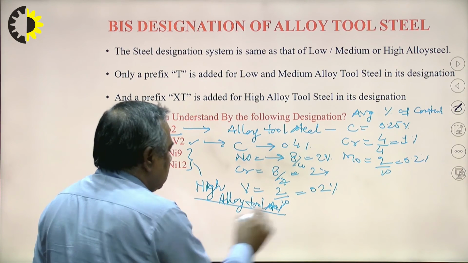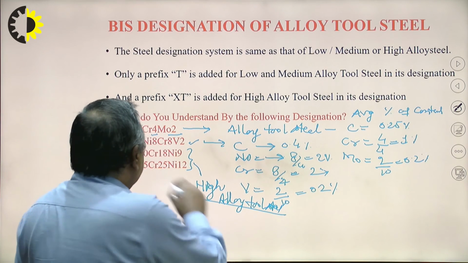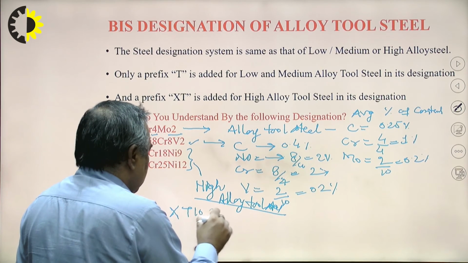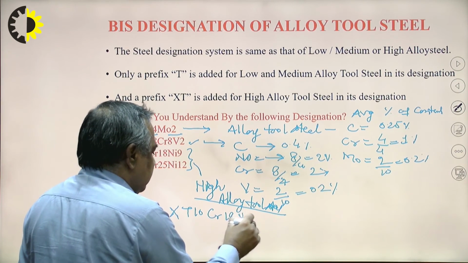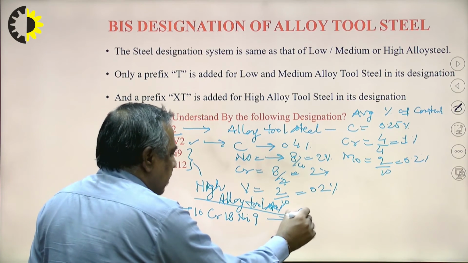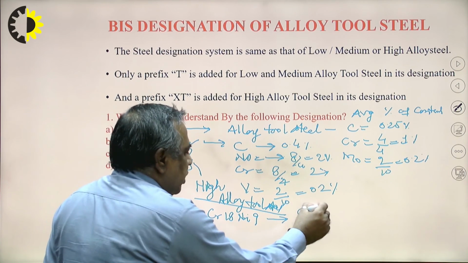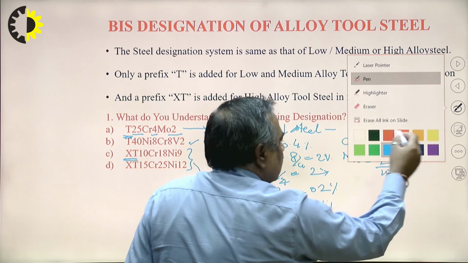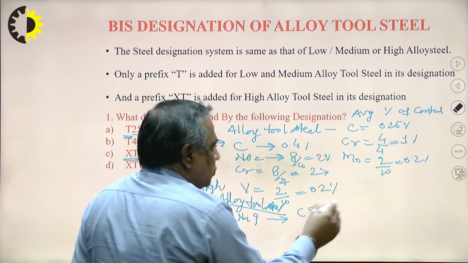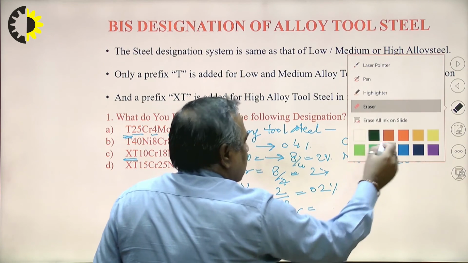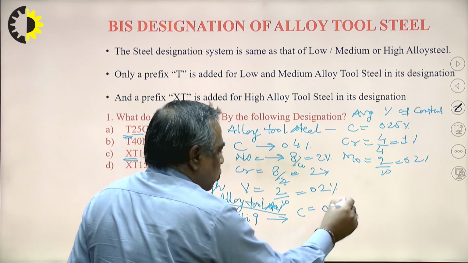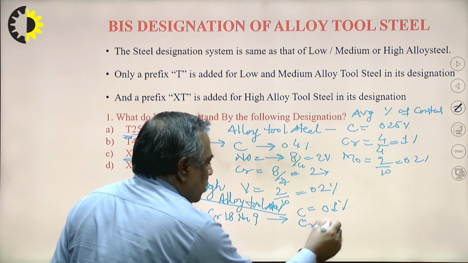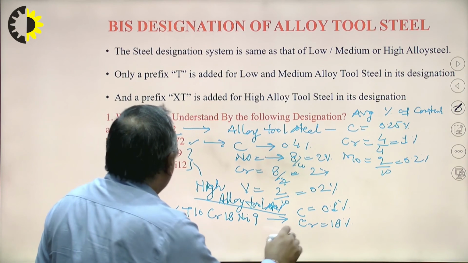If this is high alloy tool steel, then the percentage content you can give for XT, I am writing here: XT10 Cr18 Ni9. It is having the average percentage of carbon 0.1%, then chromium is 18%, nickel is 9%.